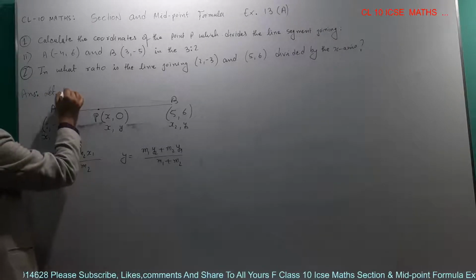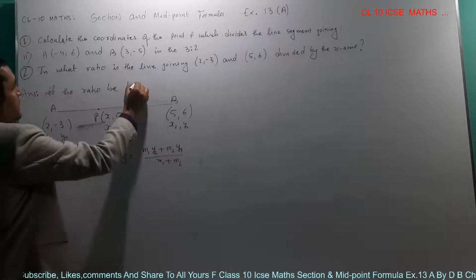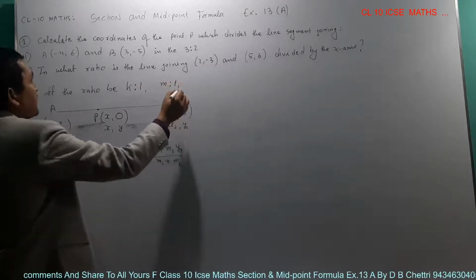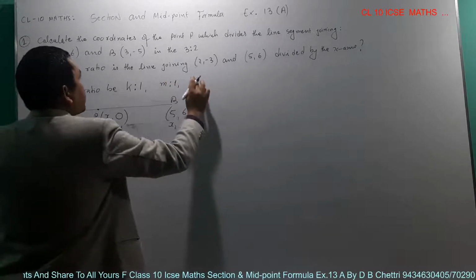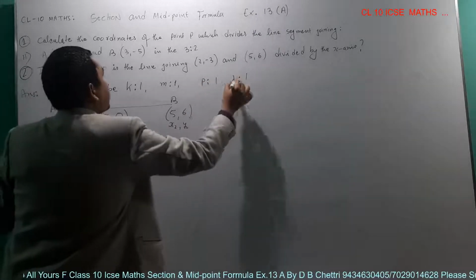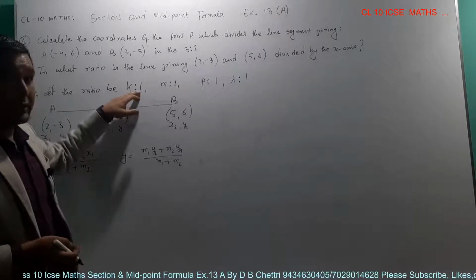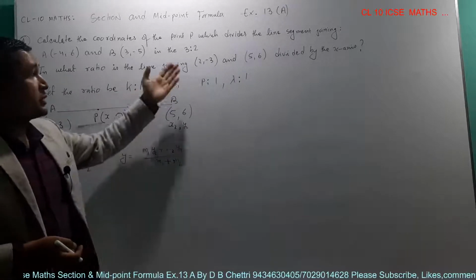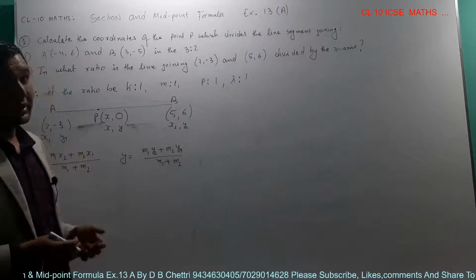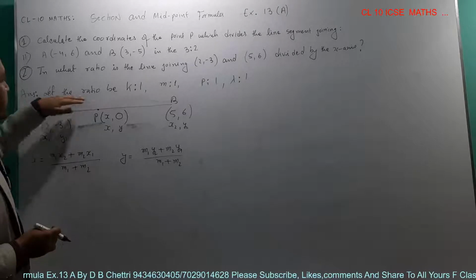Let the ratio be either k is to 1 or m is to 1 or p is to 1 or lambda is to 1. Okay, represent one by a letter, another by 1. Okay, k is to 1, m is to 1, p is to 1, lambda is to 1. Okay, and you can use the first letter of your name is to 1. Okay, now that means let the ratio be k is to 1.